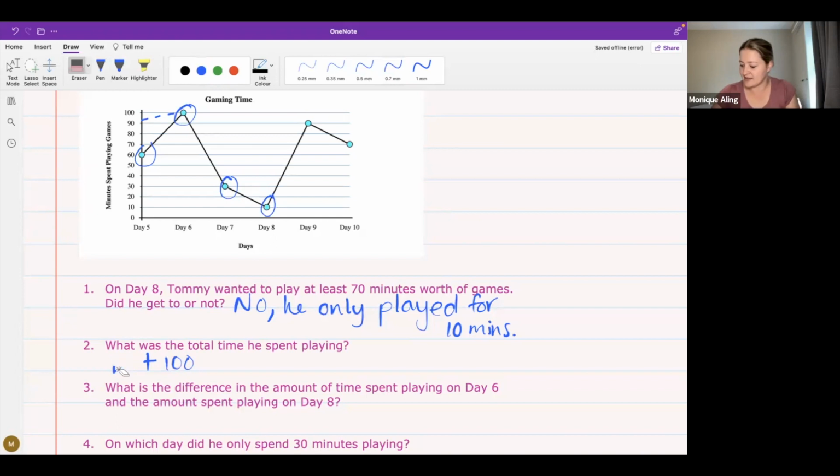Sorry, I said that wrong. It's 60. I was wondering, how am I reading this graph? I don't even know where I got that 10 from. There is a 10, it's just not the first one. Okay, so 60 minutes the first day, second day played 100 minutes worth of games, then 30 minutes, then 10 minutes, 90, and then 70. So again, if this was a 2-mark question, you would show this working out and then give the final answer of 360 minutes.